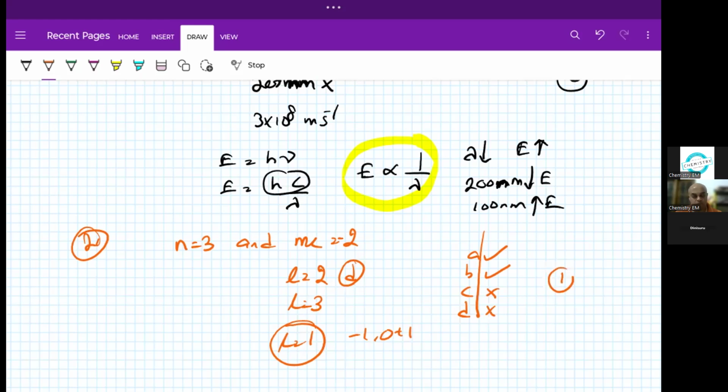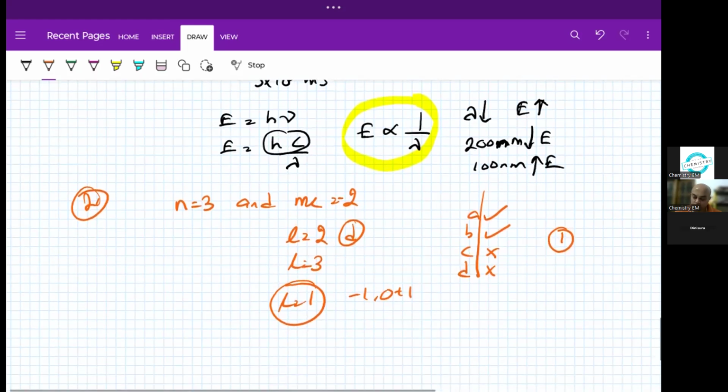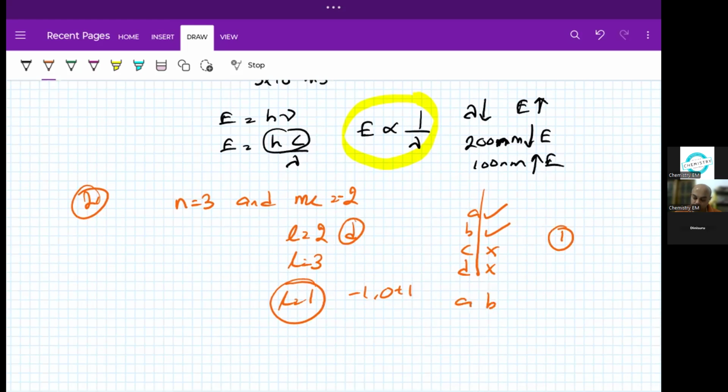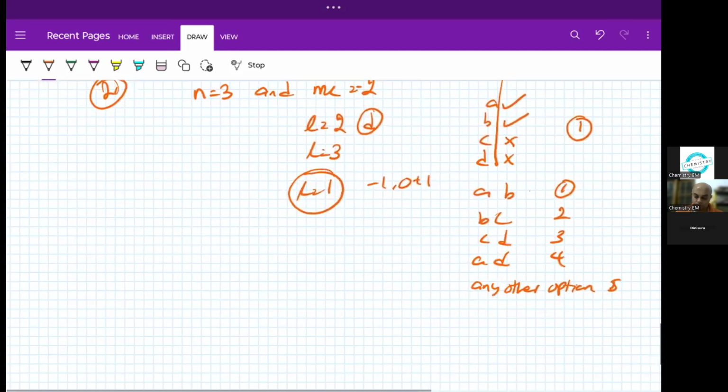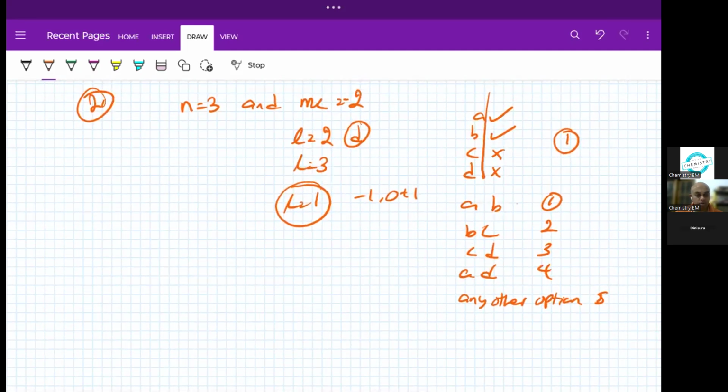So the answer should be the first one. Because in ABCD questions, A and B correct, then first one; B and C correct, second one; C and D correct, third one; A and D, fourth one; any other option, answer is fifth one. So for the 2015 question, the answer is first one, right?